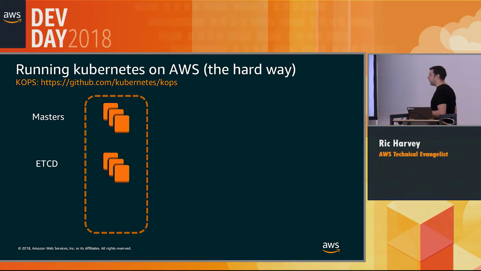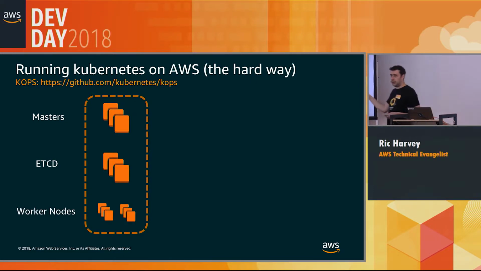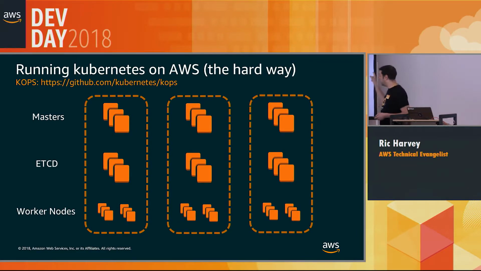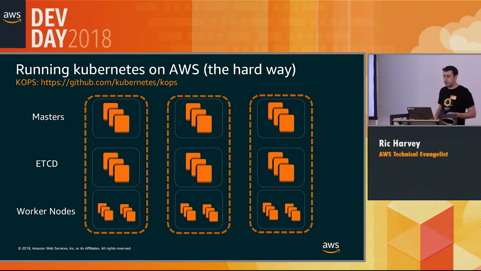It's backed by something called etcd, which is a key value store. And this basically stores all the state of your Kubernetes cluster. And then on top of that, you've got to bring worker nodes in. And this is where your containers run. And if you're going to do this properly, you're going to build it into other availability zones as well. And then you probably want to subnet everything off from each other.